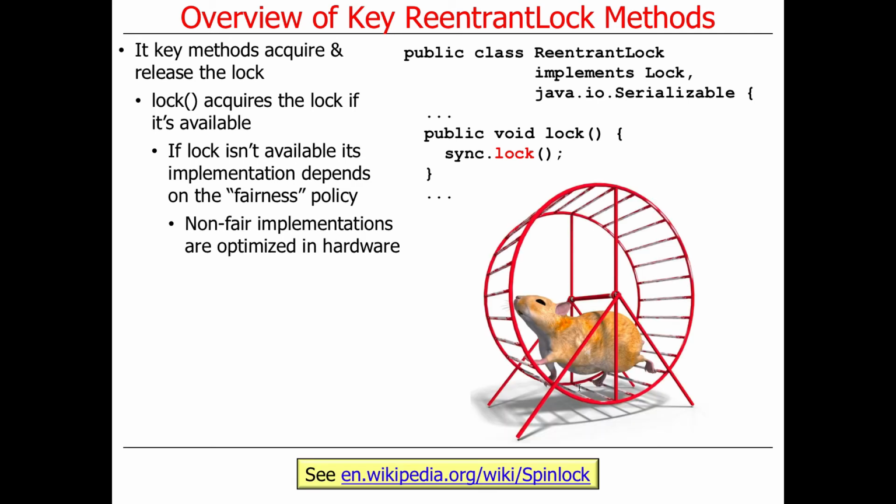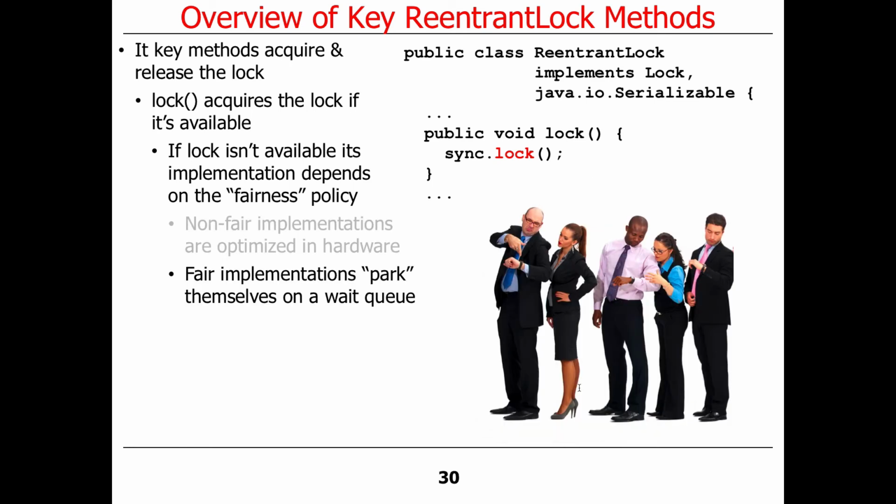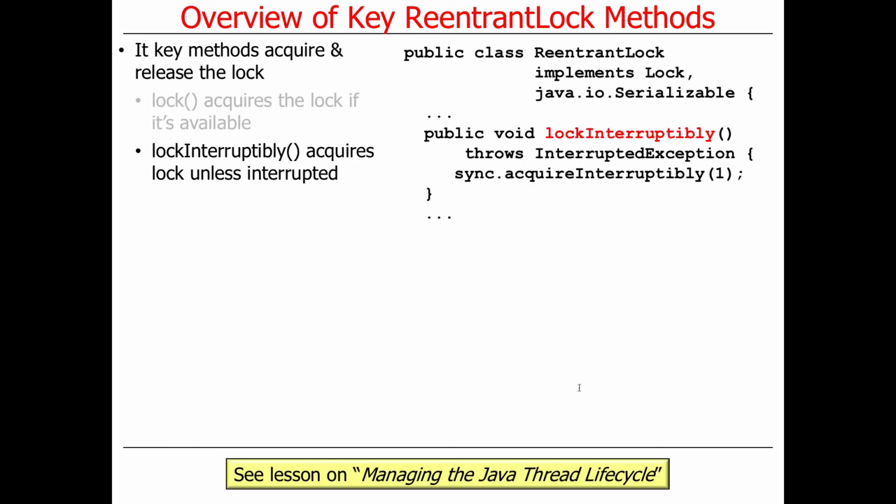Non-fair implementations of lock are optimized in hardware. They do some stuff. They may try to spin a little bit or not. It kind of depends on the implementation, but there are different ways to do it. Fair implementations will park themselves on a wait queue. That's because they put themselves at the end of the line and wait for the other stuff ahead of them to be done, because fair implementations have to maintain FIFO order. So they're parked in a FIFO manner. The latest one goes at the end.